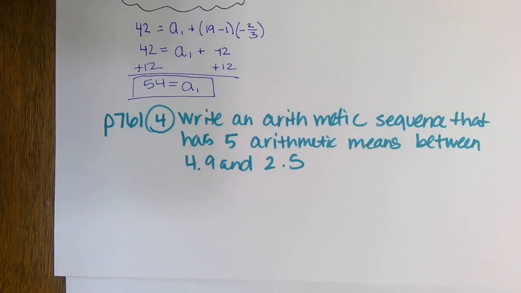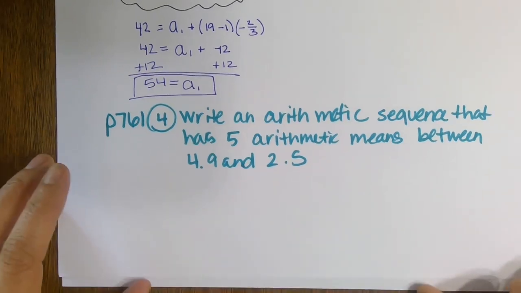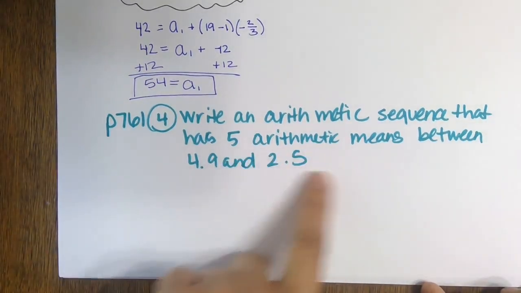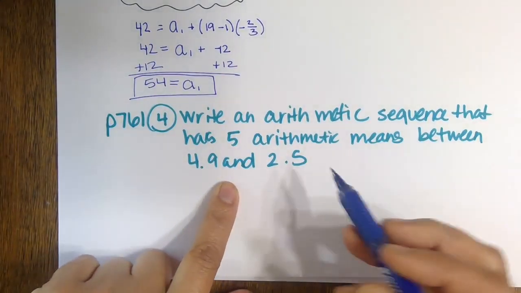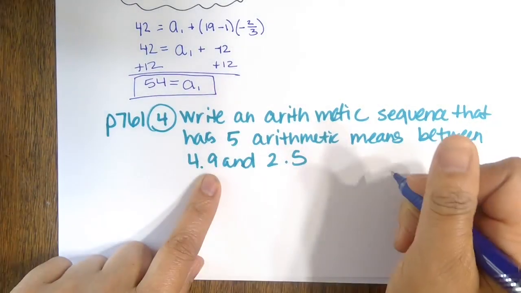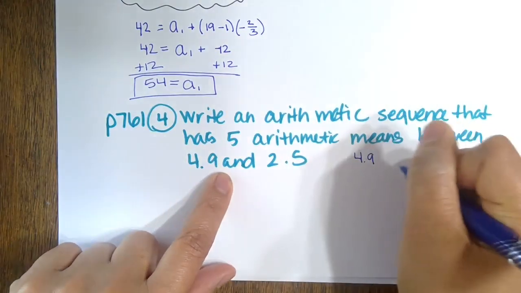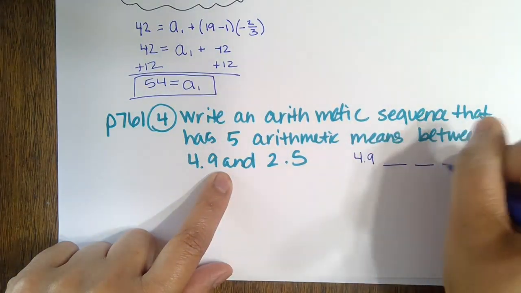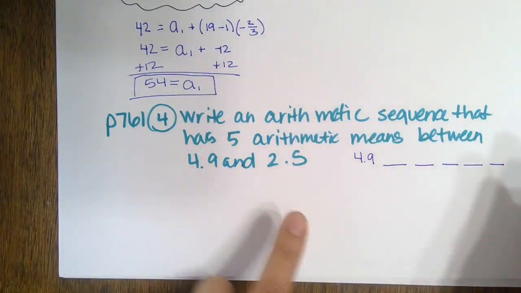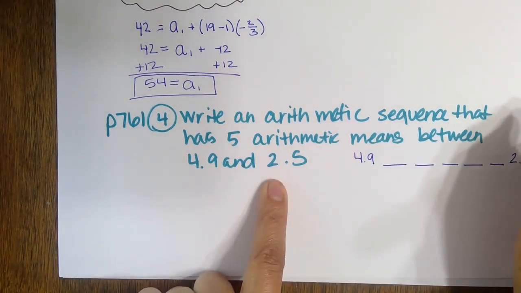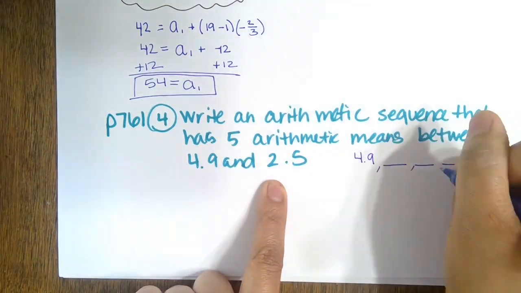For this next problem, it says write an arithmetic sequence that has 5 arithmetic means between 4.9 and 2.5. So again, this is arithmetic. So you're starting at 4.9, and there are 1, 2, 3, 4, 5 means between them. And then you end up at 2.5. So that's what they want to know.